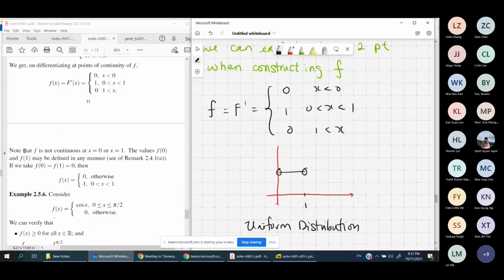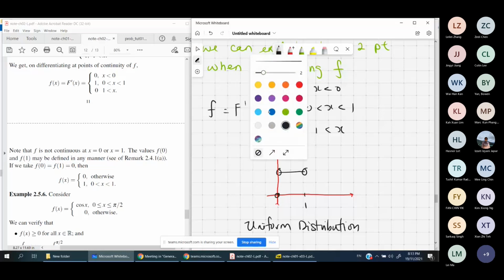Okay, so this is what I have discussed just now. F is not continuous at 0 or 1, x equals to 1. So the values f0 and f1 may be defined at any point, but it won't affect the result. So that's why we may exclude it. So if we take f0 equals to f1 to be 1, we get our function to be like this. We can put it in any way, but to make it easy, we can put it over here.